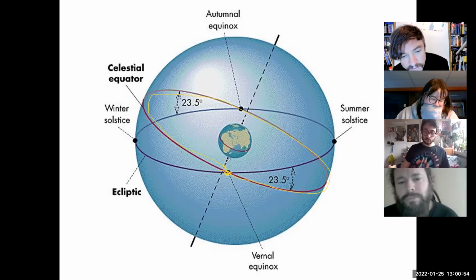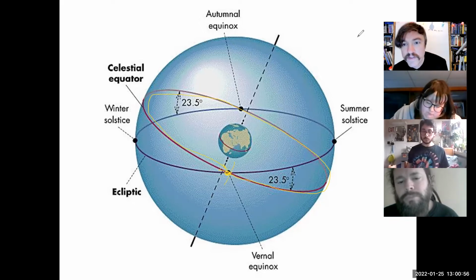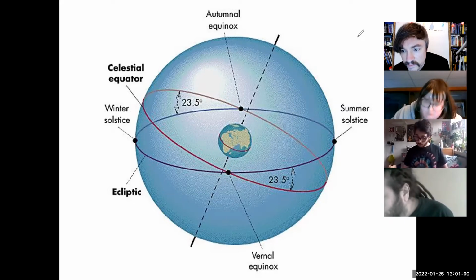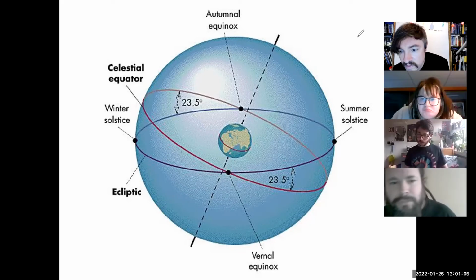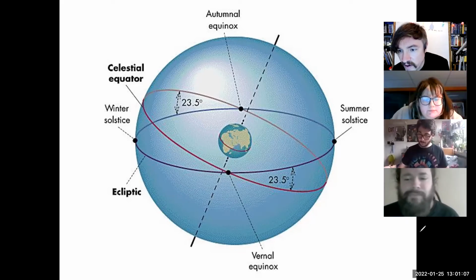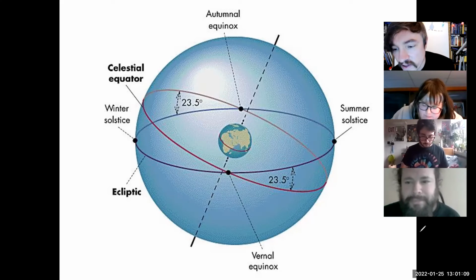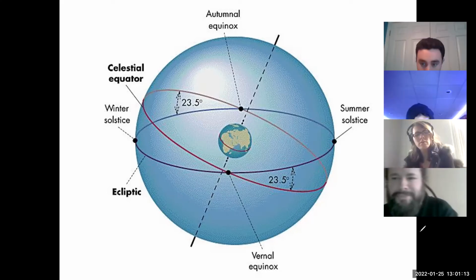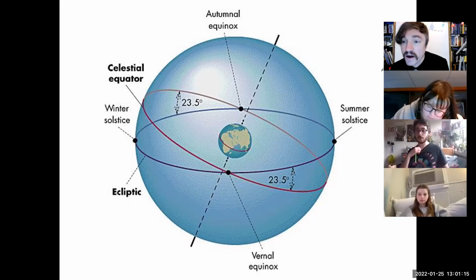So if you're measuring from the spring equinox, what should the right ascension of the spring equinox be? Anyone understand? It's really tough to jumpstart this car, but that's why we have to try, okay? 24 hours.